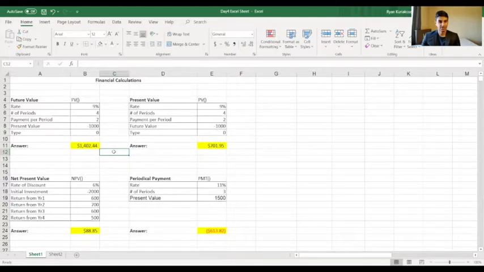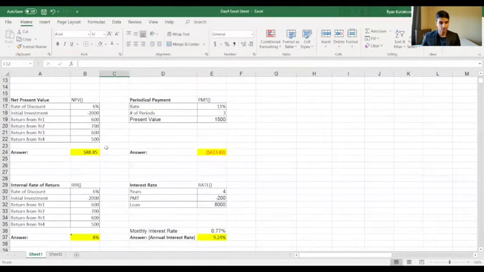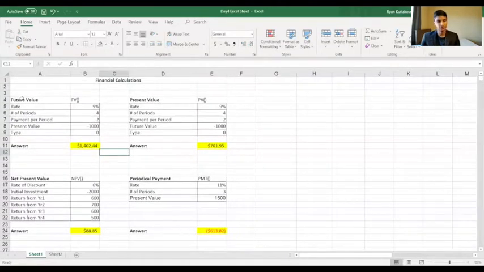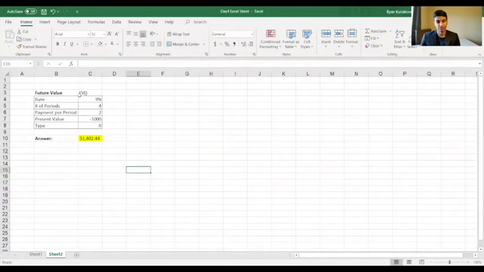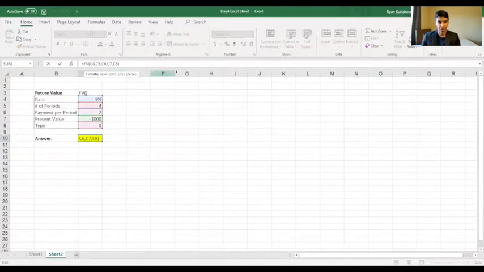So for today's case study, I thought it would be best for me to share my screen and go over each problem individually. So yeah, we can start off with the first problem where we're calculating the future value of, say, a savings account. The formula is quite simple.